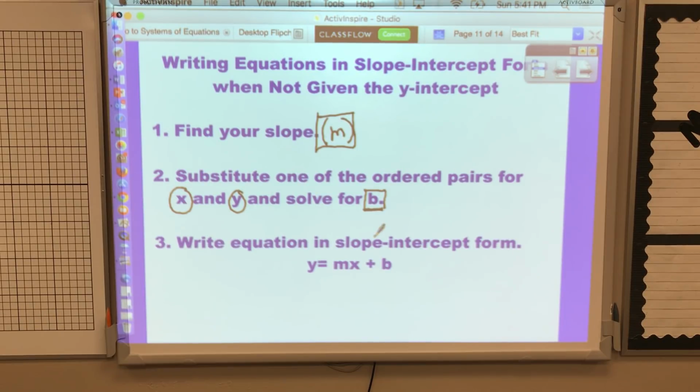But now there's some work for b, and if you think back to when we wrote rules for functions, you've actually done this before. So this is review. It's just the hardest part of writing equations in slope-intercept form.